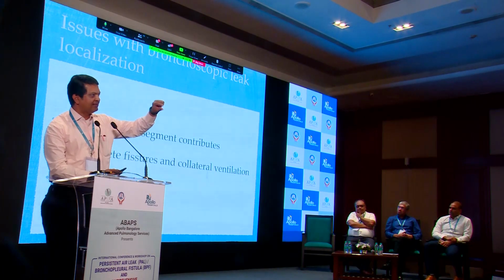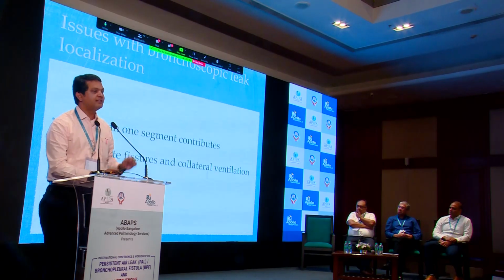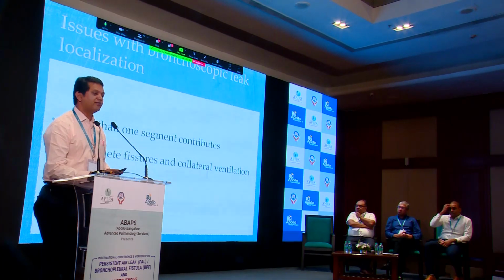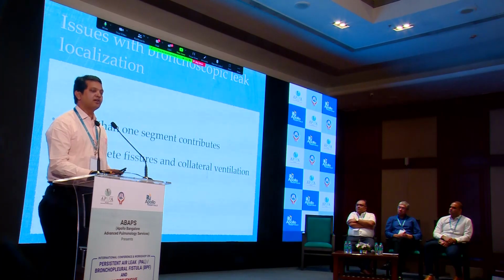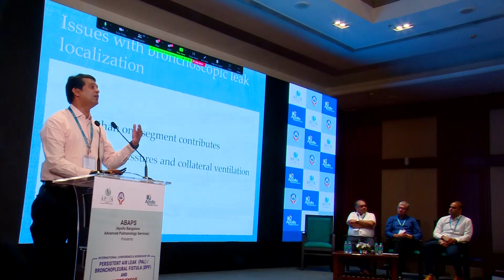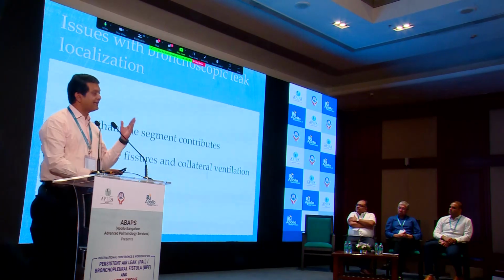So these are the issues with bronchoscopic leak localization, where you find out in a CT there is a bleb here and this is the airway that's leading to it, you just block it, and still you might not be able to see that the localization is proper. There is also this incomplete fissure thing, and the collateral ventilation which can cause a problem. More than one segment can contribute, and there is this pleural porosity. So these are the issues why your leak localization with bronchoscopy can fail.